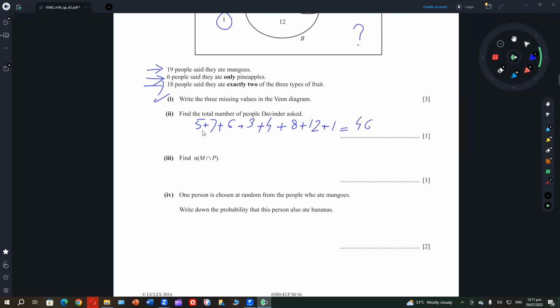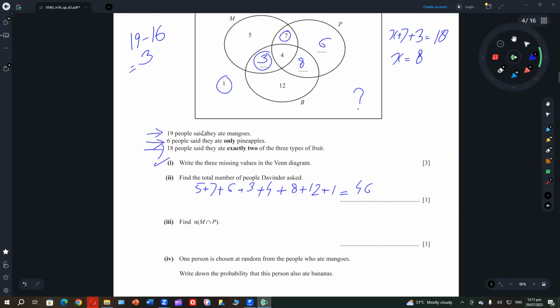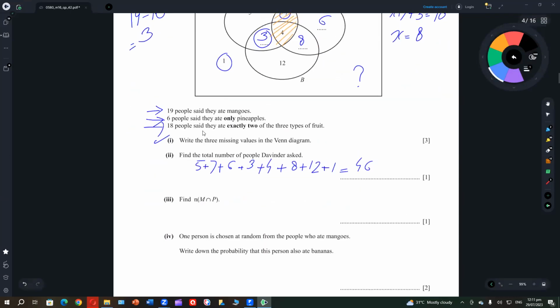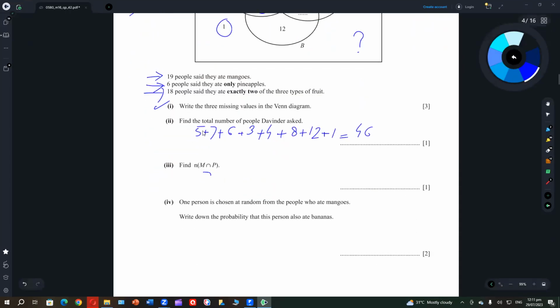Find n of M intersection P. What is common between mangoes and pineapple? The common region between mangoes and pineapple will be this region. I'm shading it. So mangoes and pineapple will be 7 plus 4, which is equal to 11. So we have done these two parts also.